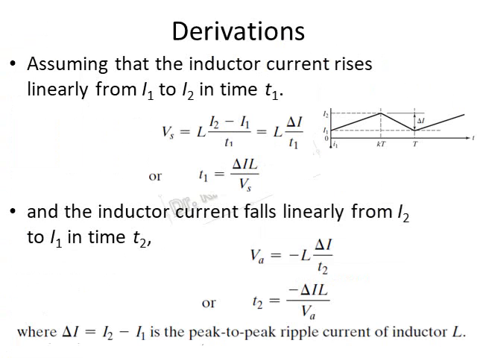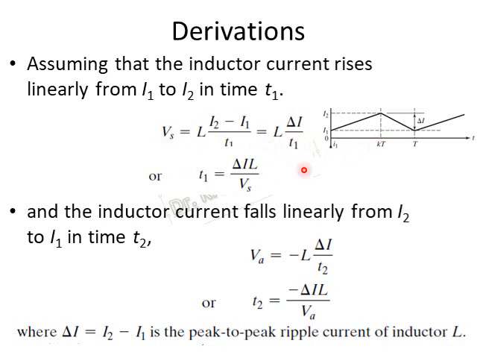Assuming that the inductor current during mode 1 is rising from I1 to I2, and the inductor comes across the supply Vs, the voltage across the inductor can be written as Vs equals L into di by dt. Di by dt means delta I, which is I2 minus I1, divided by T1, so I can write it as L into delta I by T1, where delta I is the change in current, I2 minus I1. Bringing this to the left hand side, during T1 I get T1 equals L delta I by Vs.